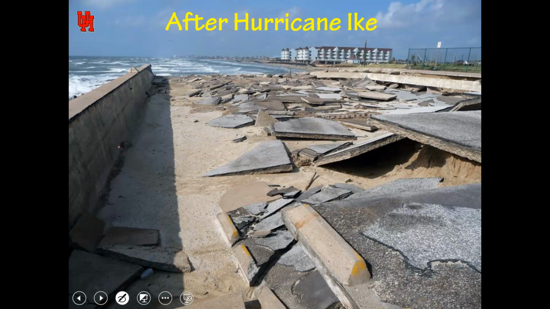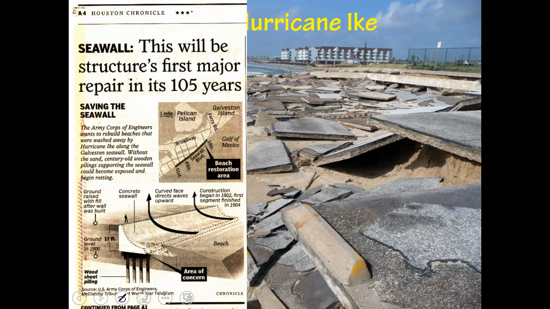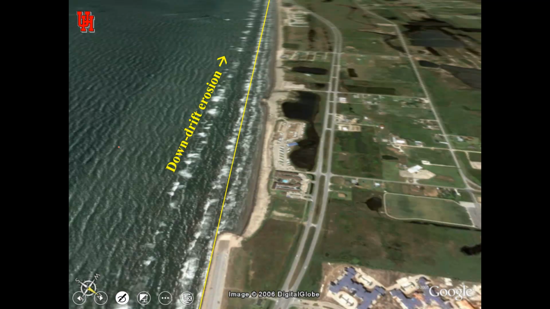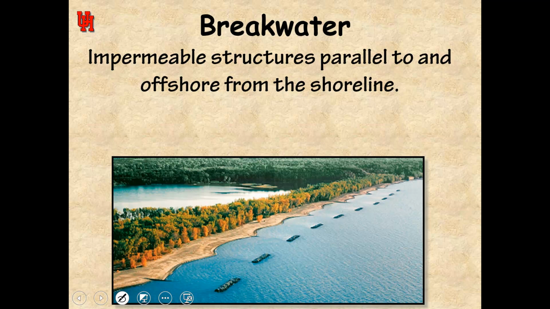Now, it didn't do so well after Hurricane Ike, but actually that seawall has been remarkably effective in doing what it was designed to do, protect the old part of Galveston. Okay, the damage that was done in Ike was really the first major damage in 105 years. Okay, but we can see that one of the consequences of building that seawall is downdrift erosion. Okay.